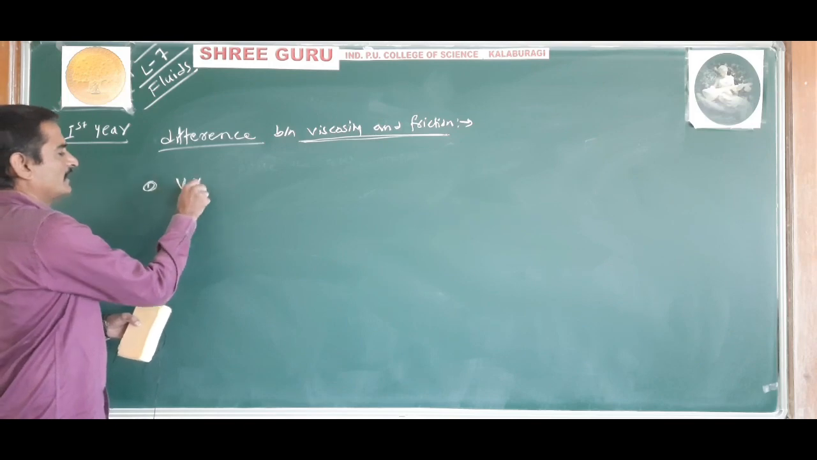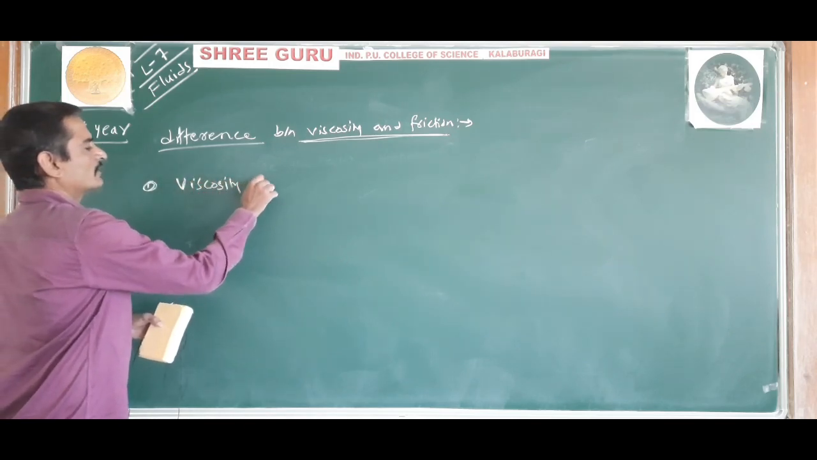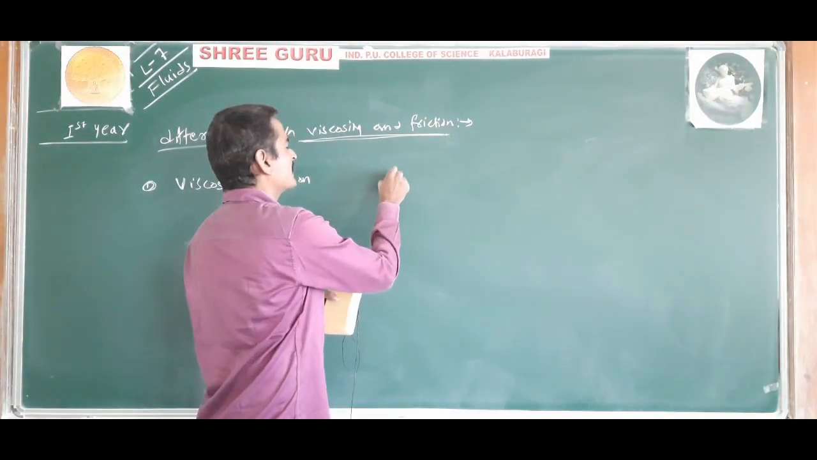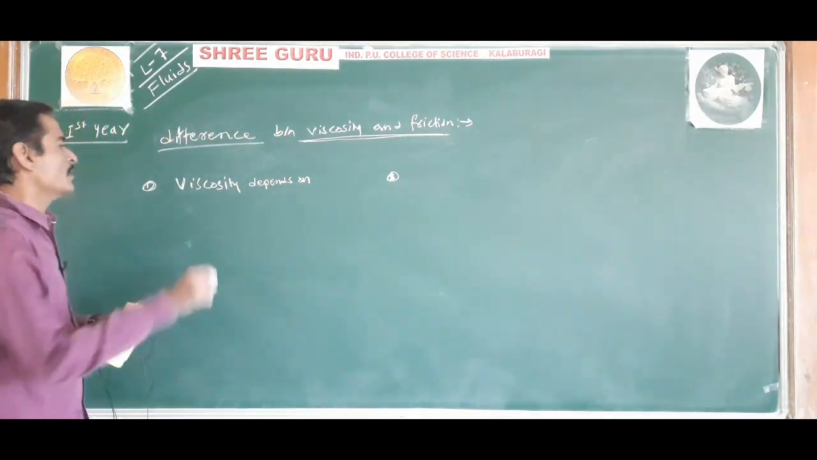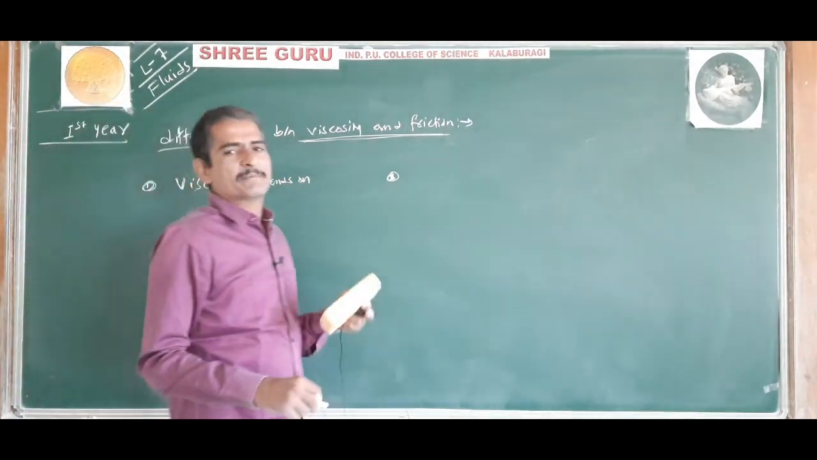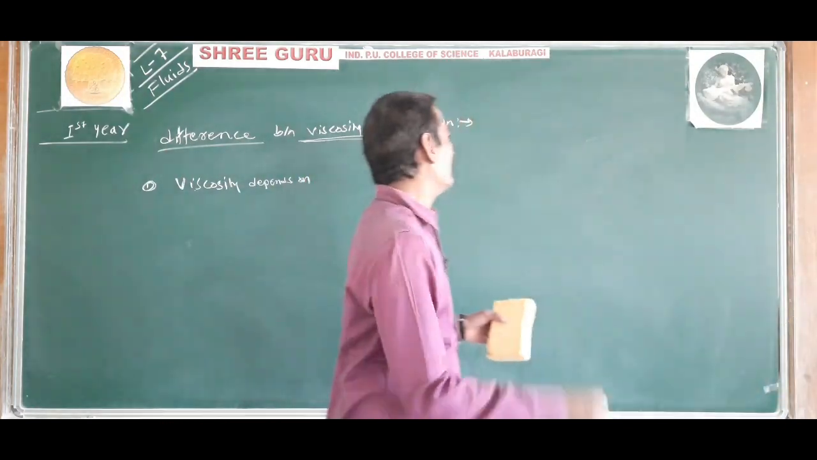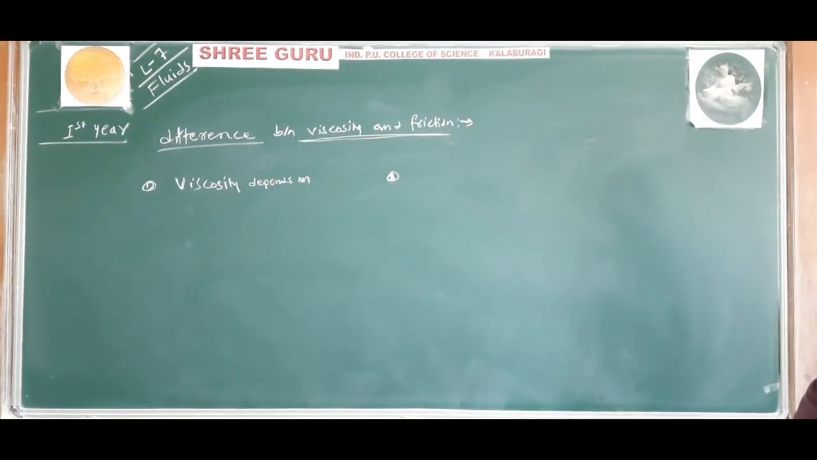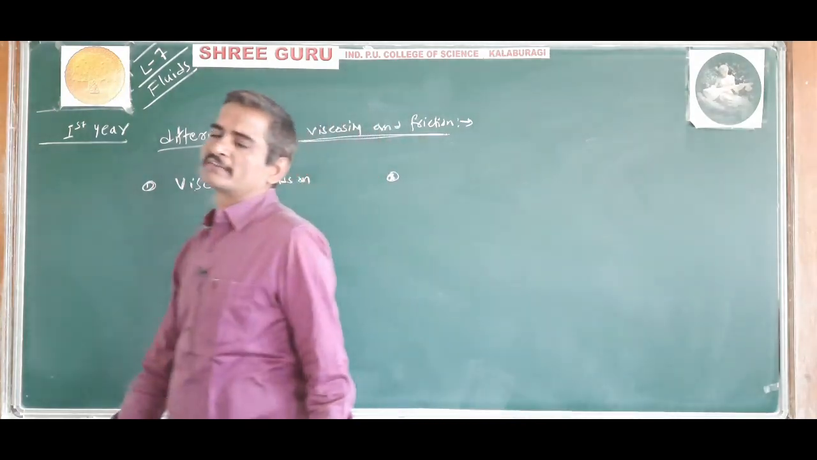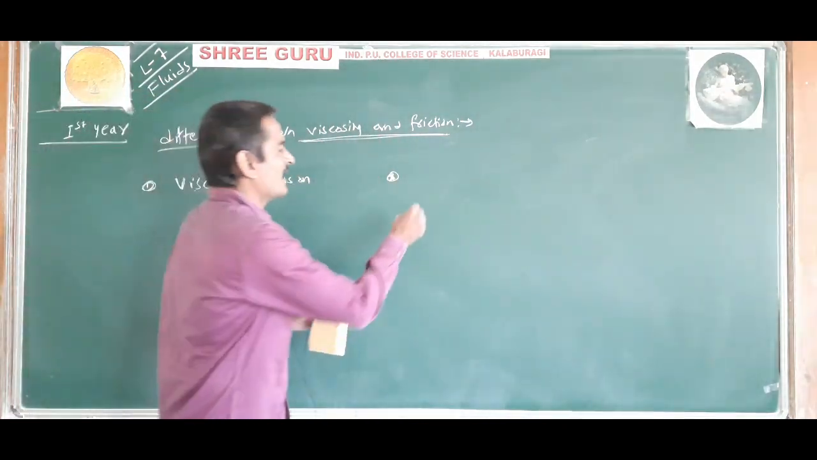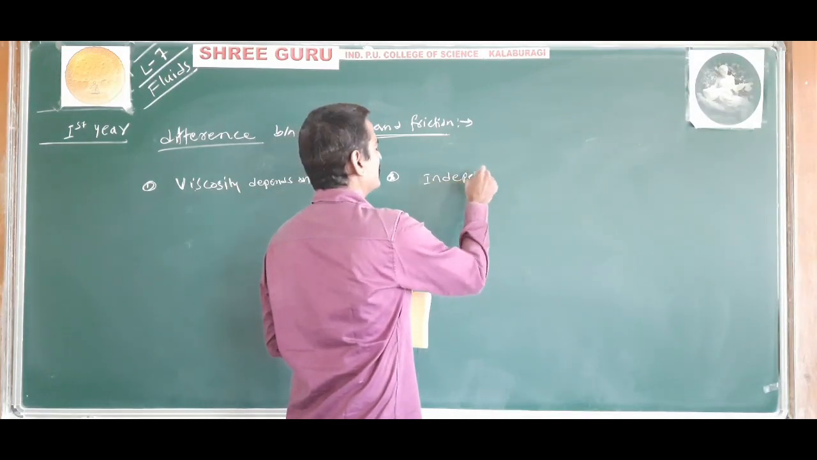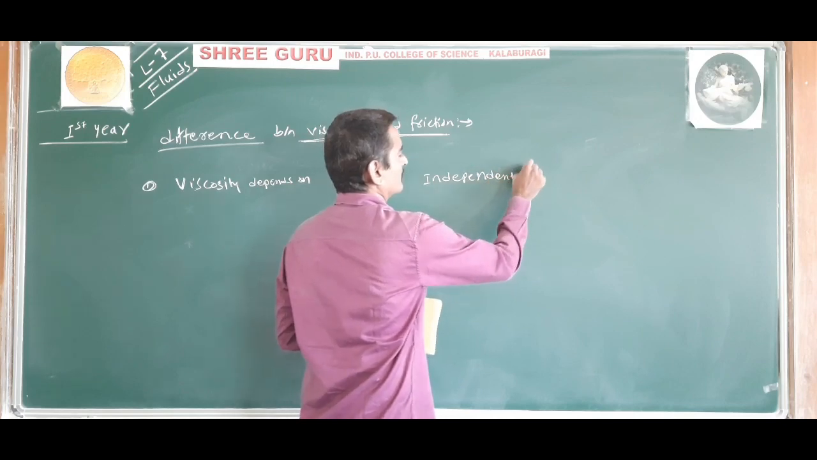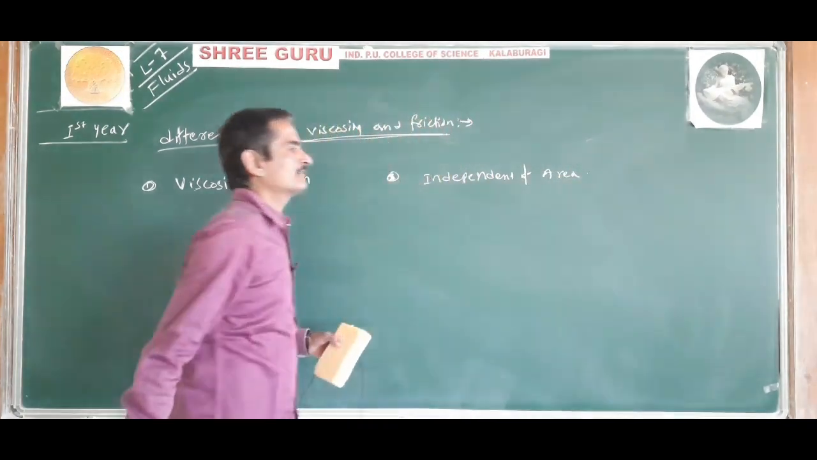Viscosity depends on the area of the layers, whereas friction between two solid surfaces is different. Viscosity between two liquid layers depends on the area of the layers. The friction between two solid surfaces is independent of the area of the solid surfaces.